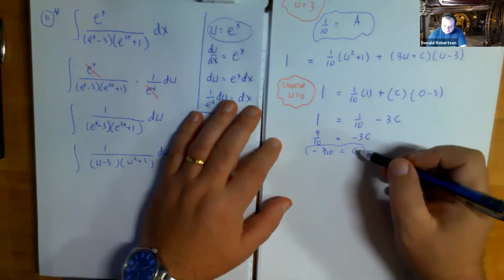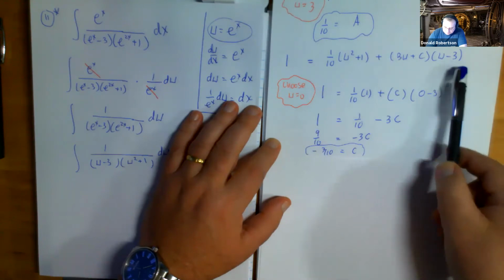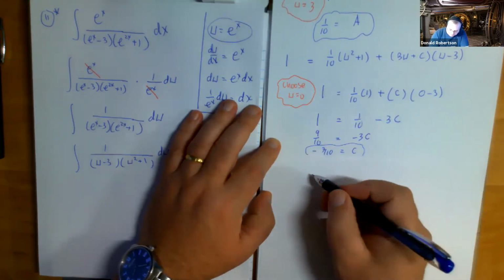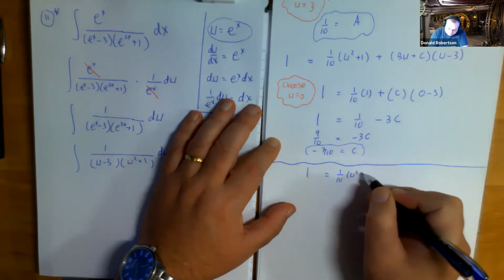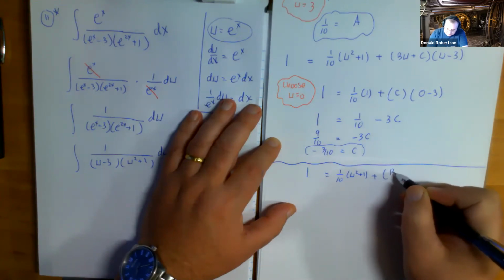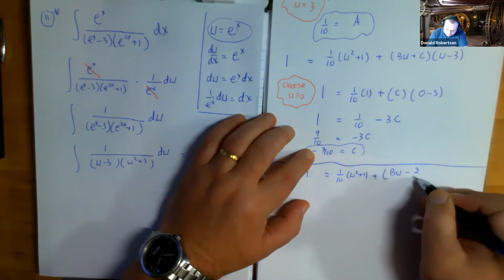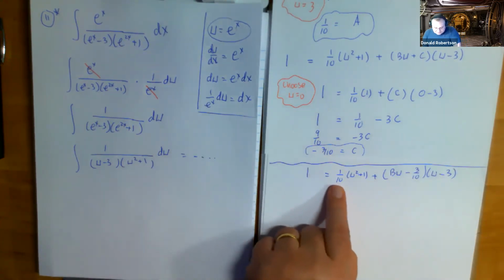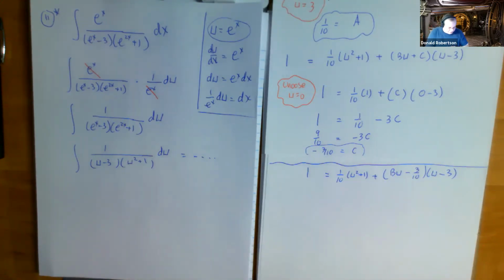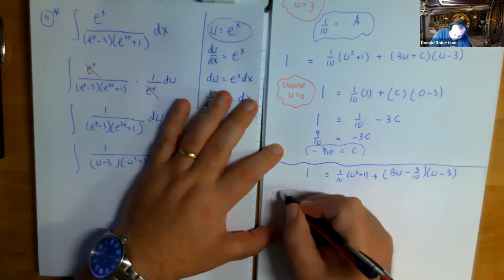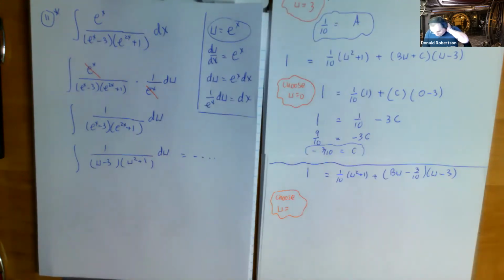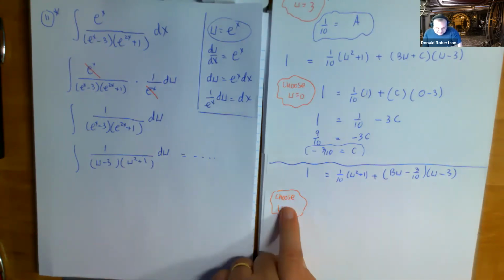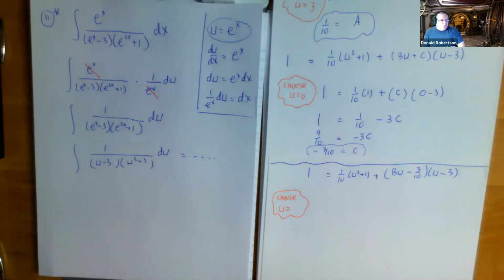And every time you find a letter, you rewrite the original expression, but now replace C by -3/10. So we've got 1 equals 1/10 this guy, plus Bu add C is basically that guy, u minus 3. So you can see the A is a 10th and the C is -3/10. And now you come to the next guy. Now, as long as you don't pick 0 or 3, you're going to be fine here. So since there's only one variable missing, any choice of u, as long as it's not 0 or 3, will work.